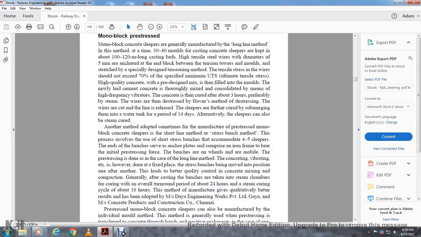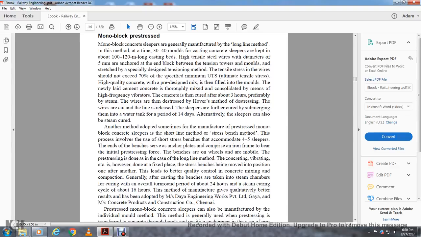Pre-stressing is done as in the long line method. The concrete vibration, however, is done at a fixed place, with the stress benches being moved into position one after another. The results are better quality and control over the mixing and compaction. Generally, after casting, the benches are taken to the steam chamber for further curing. The overall turnaround period is about 24 hours, and the steam curing cycle is about 16 hours.